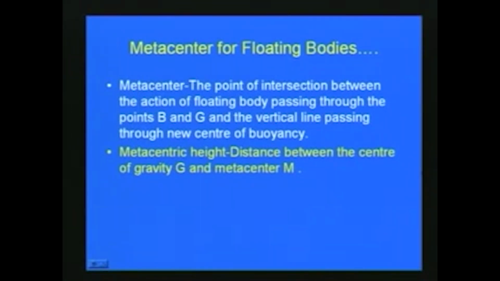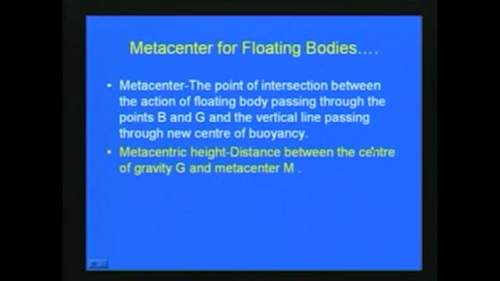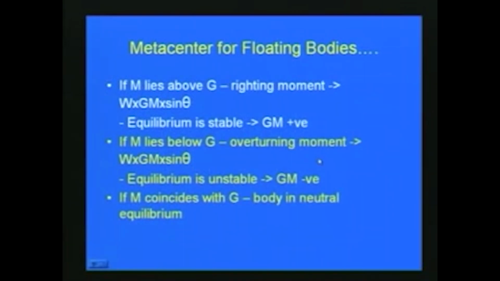So in the previous slide we have seen the distance between this line and this line, the intersection is called the metacenter, and the metacenter height is the distance between G and M. So here this distance GM is called the metacenter height. For floating bodies it is very important that we determine the position of the metacenter, so that we can determine whether the body is in a stable or unstable condition.